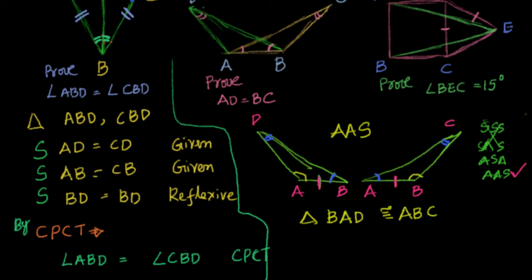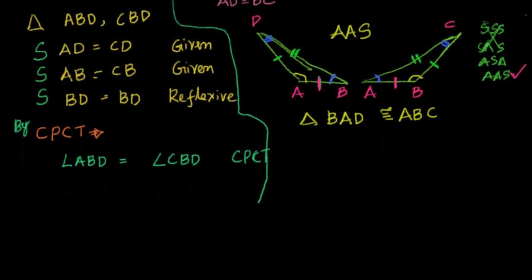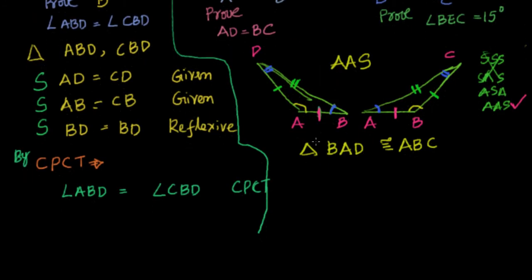Given to me. Not only that, I also know that the sides are also congruent, right? I know that the sides are also congruent. So this side is equal to this side, and this side is equal to this side. That's the meaning of saying that two triangles are congruent. Now let us see what we have to prove. We have to prove AD is equal to BC. Yes, we know that. So we will say by CPCT AD is equal to BC.